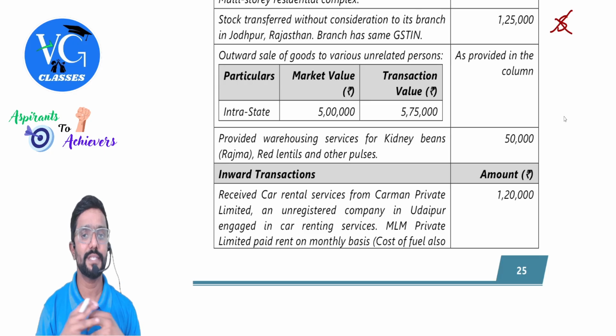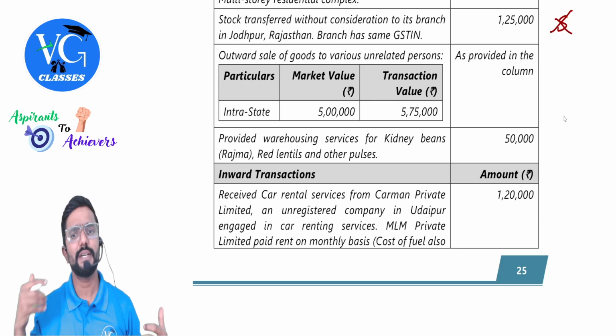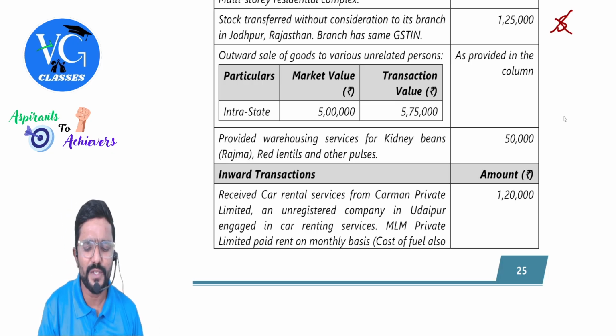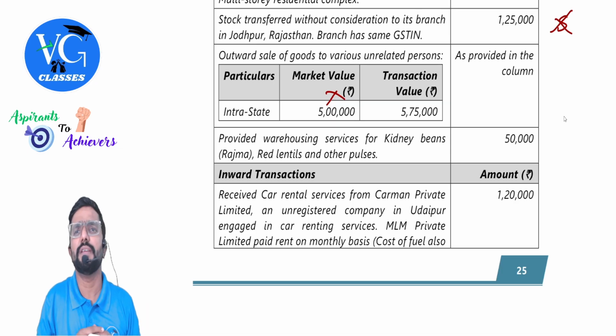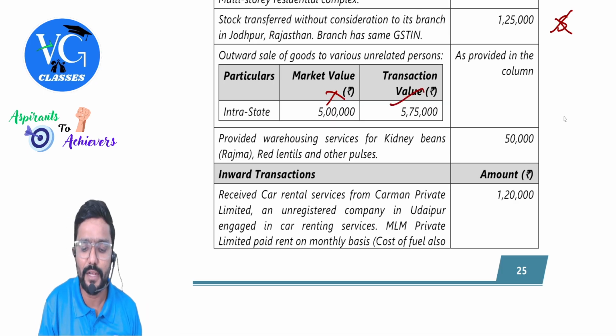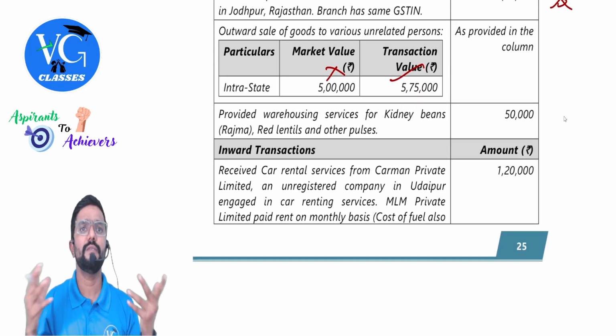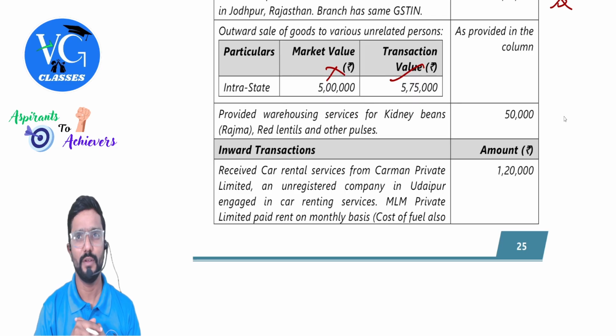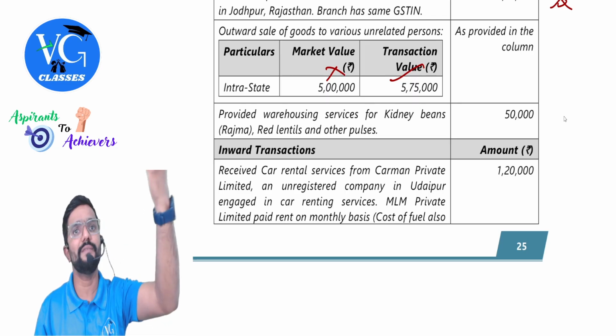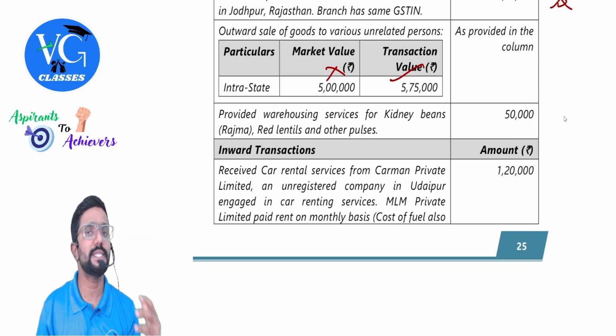Next, outward sale of goods to various unrelated persons. Market value is given, transaction value is given. Market value is not relevant because the supply is not between related persons. What should we take, sir? 575. Only when the supply is between related persons, we need to check market value and all. That is as per the valuation rules. But anyway, valuation rules are not a part of your CA Intermediate syllabus.